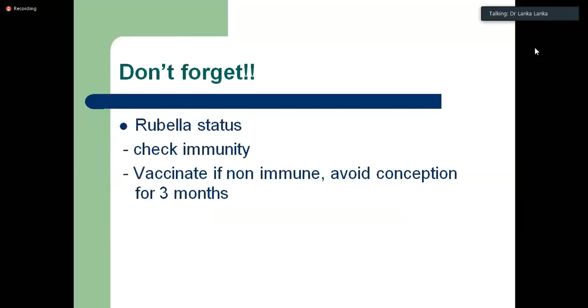Another thing, don't forget rubella. Rubella is a viral infection. If it happens in the first trimester of pregnancy, there is a high chance, about 80%, that the fetus gets severely damaged with congenital abnormalities. So you have to check whether they have immunity for rubella. If they have evidence of rubella immunization, that is okay. Otherwise, if there is a doubtful history, check for rubella antibodies. If they are not immune, ask them to have a rubella vaccine and avoid conception for 3 months.